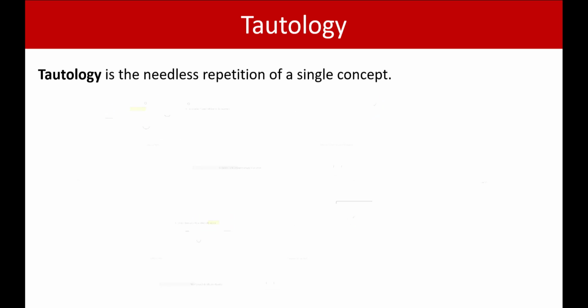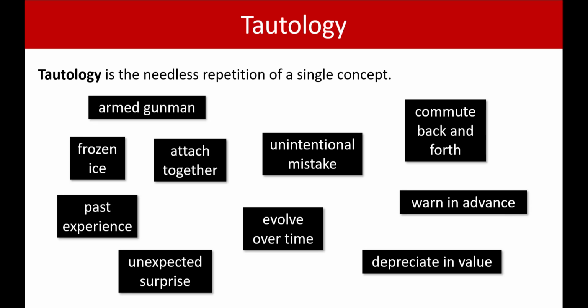That was tautology, the needless repetition of a single concept. Let's finish with 10 more quick ones. Armed gunman. Well, we can get rid of the word armed because a gunman is always armed. It's inherent in the word gunman. Frozen ice. We can get rid of the word frozen because ice is always frozen. It's inherent in the word ice. Attach together. We do not need the word together because that's what attach means. It's inherent in attach. Past experience. We can get rid of the word past because that's what experience means.